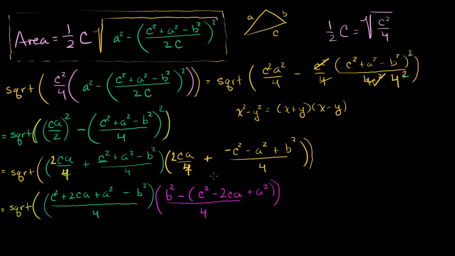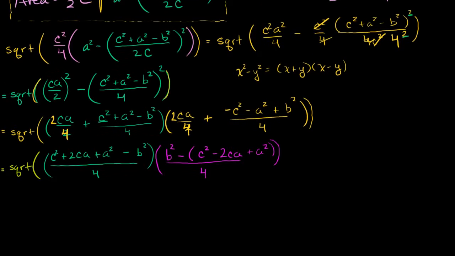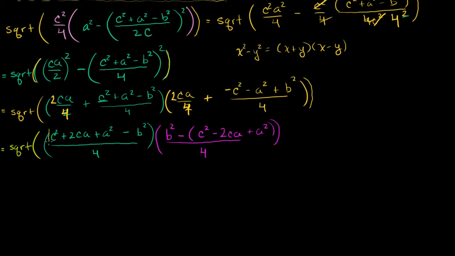I have a minus c squared here, I have a minus c squared here. So these two things are equivalent. Now, the next thing we need to recognize, or hopefully we can recognize, is that this over here, this might get a little bit messy, that's the same thing as c plus a squared. Let me write this. This is equal to the square root, open parentheses, of this over here is c plus a squared minus b squared over 4.